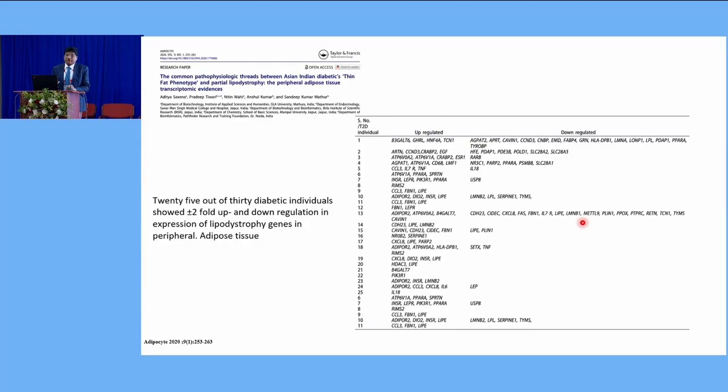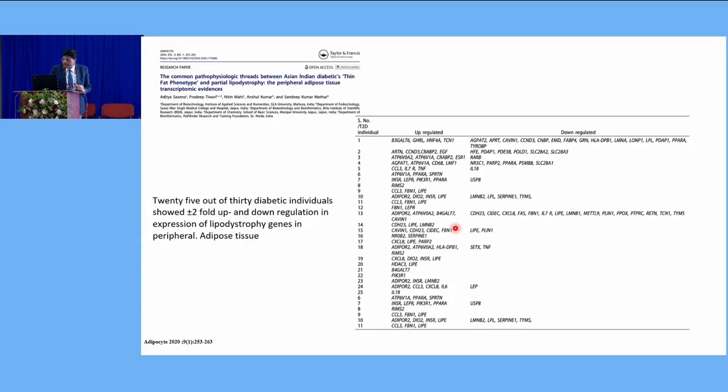It is very important. If we individualize, we should say one patient, two patient, three patient, five patient. So we had 30 patients. In 25 patients, there was altered expression of one of these lipodystrophy genes, 2-fold, either up or down. And we could individualize the patient on the basis of expression of these genes. So if we talk today, we say every diabetes is unique. The uniqueness will come when ultimately we do subcluster classification.